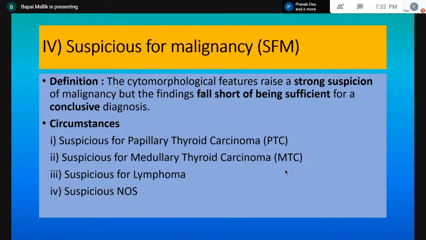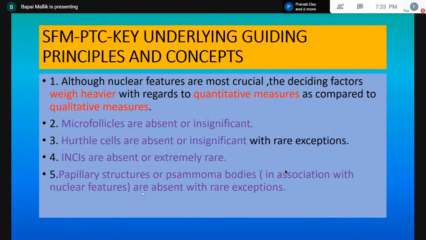Now, there are different circumstances under which we use this category, and these are situations where we say that the aspirate is suspicious for a papillary thyroid carcinoma. This actually accounts for most of the times you are going to put this under this category, followed by suspicious for medullary thyroid carcinoma, suspicious for lymphoma, and there is something which is suspicious NOS. That means you think there is some kind of malignancy, but you are not sure what kind of malignancy it is. So, suspicious for malignancy, papillary thyroid carcinoma, the key underlying guiding principles and concepts are as follows.